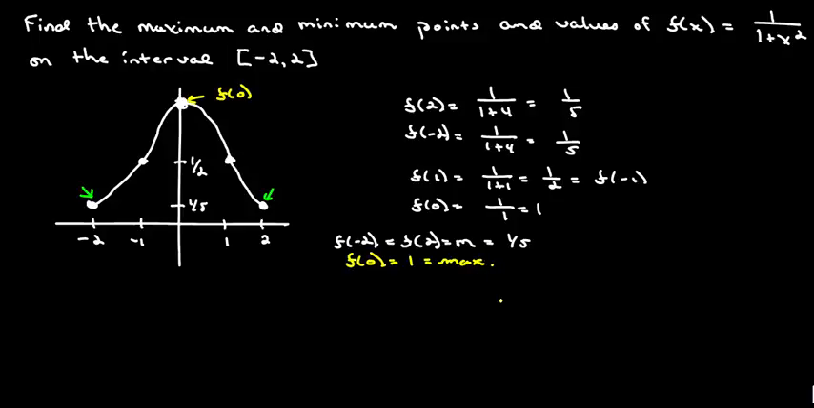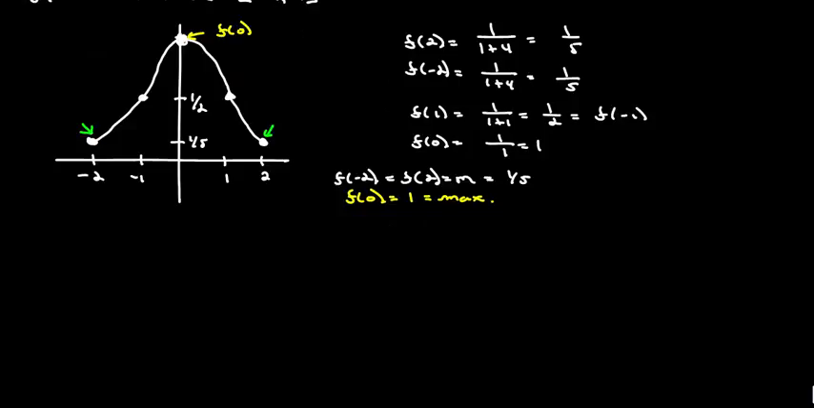Now how can we prove that? Because just using a picture of a function like this, well, that's not a proof. So what we're going to do is demonstrate that f of 0 is a max. There's a couple of ways to look at this. The first is to take the derivative.